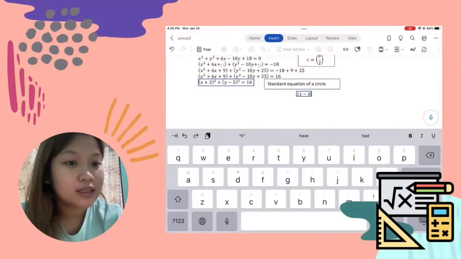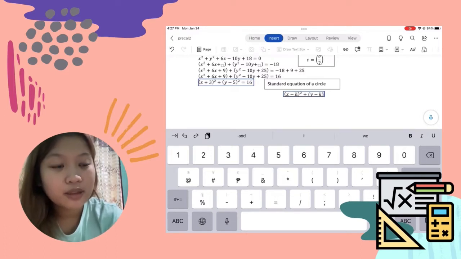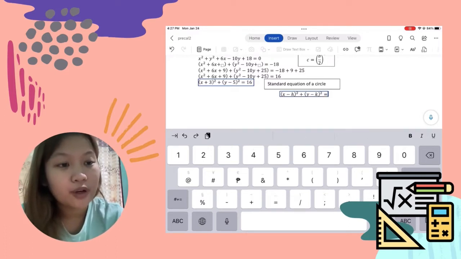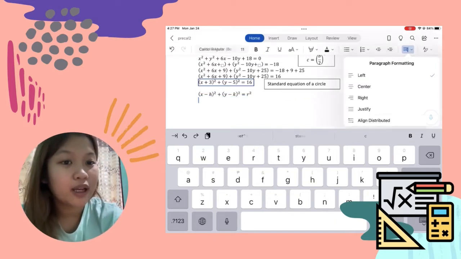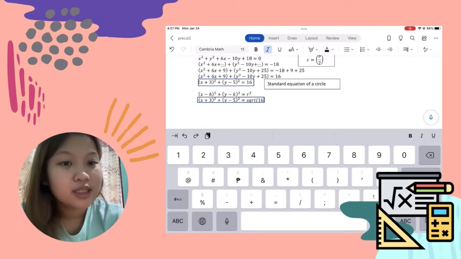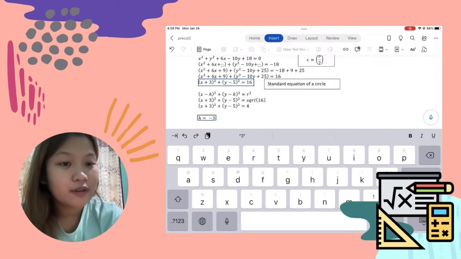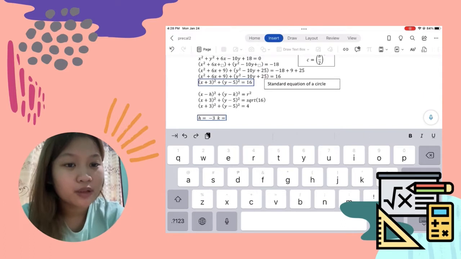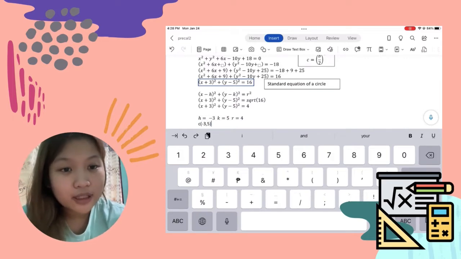Going back to the standard equation of the circle, which is the quantity of x minus h squared plus the quantity of y minus k squared equals r squared, we can easily identify the values needed for this problem, which is h equals negative 3, k equals 5, and the radius will be the square root of 16, which is 4. The final answer to this problem is the center is (negative 3, 5), and the radius is 4.